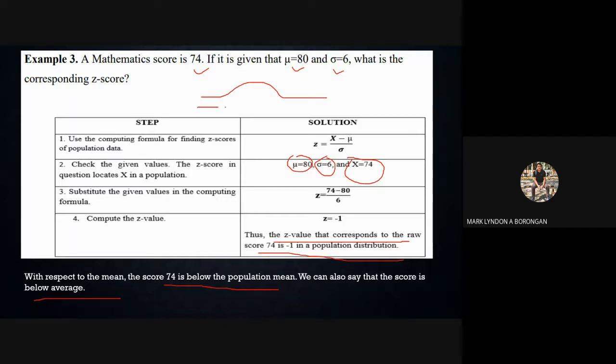Zero is always the middle. The zero here corresponds to 80, which is our middle, right? So if it is negative 1, that is 74, which is below the average. Above average would be on the other side. Okay?